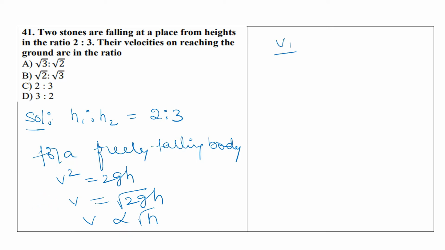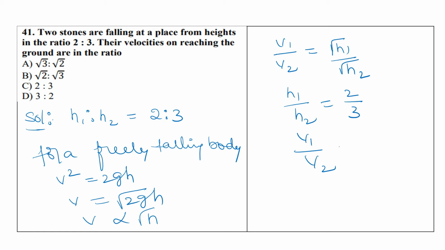So V1 by V2 is equals to root h1 by root h2, with h1 by h2 given as 2 by 3. So the ratio of velocities on reaching the ground, V1 by V2, is equals to root 2 by root 3. Substituting h1 and h2, we are getting the ratio of velocities V1 by V2 equals root 2 by root 3. Okay, next we will go to the next question.